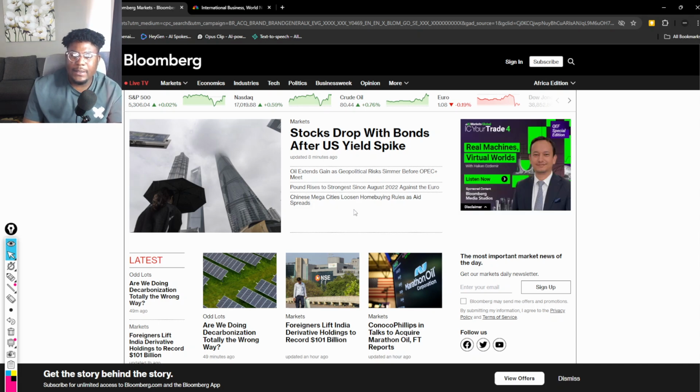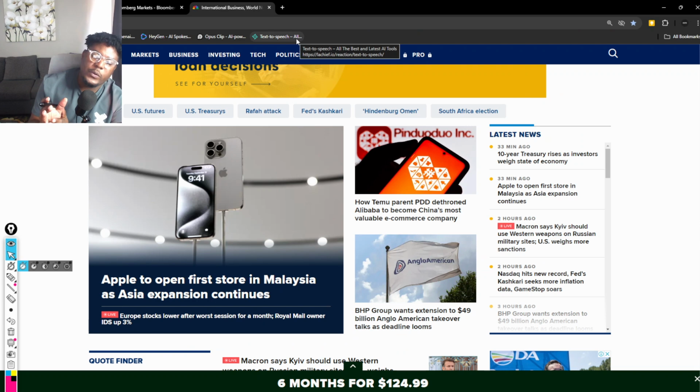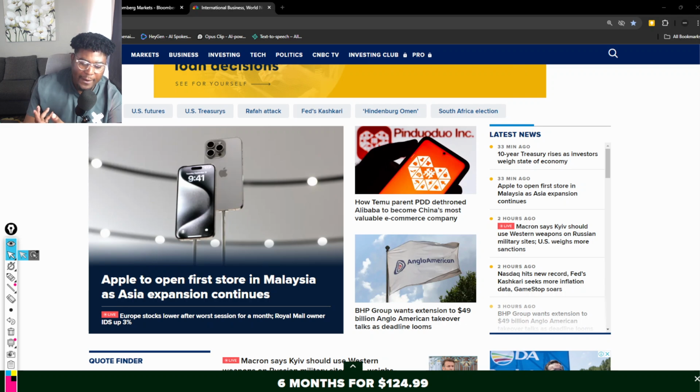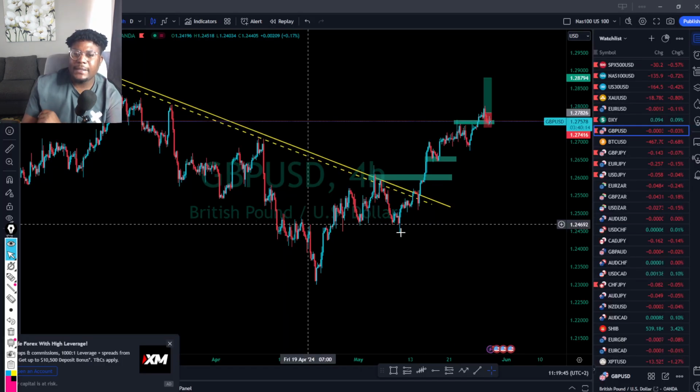Chinese megacities loosen home buying rules as aid spreads. Okay, it's fine. So we're not going to go through everything here, but most likely I will be going through this economic news, then comparing with the charts. So on the charts, we don't really have much. The market did not really give us some crazy stuff.